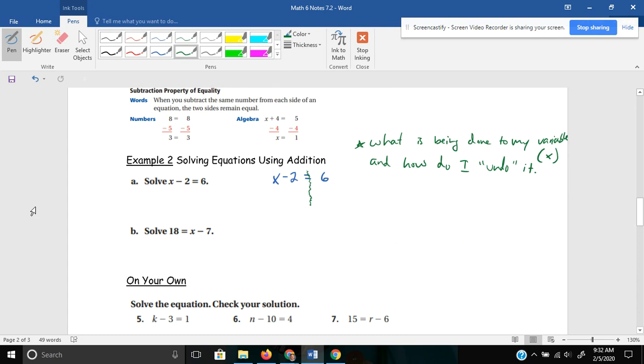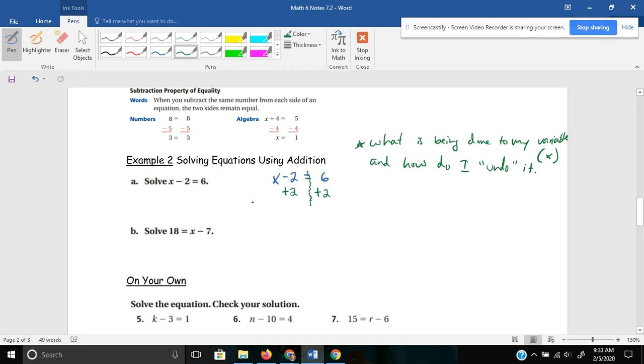So in this case, for letter A, I have x minus 2 equals 6. What is being done to my variable? Well, x is my variable, and I see it's being subtracted by 2. So how would I undo subtracting by 2? Well, the opposite of subtracting by 2 is adding 2. And whatever I do to this left-hand side, I need to do to the other side to balance my equation, or balance my scale. All right?